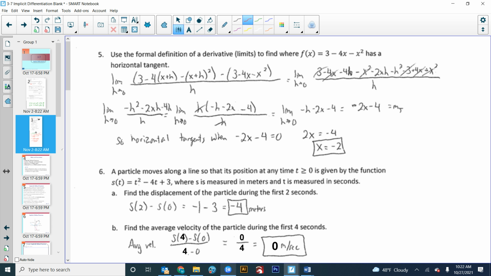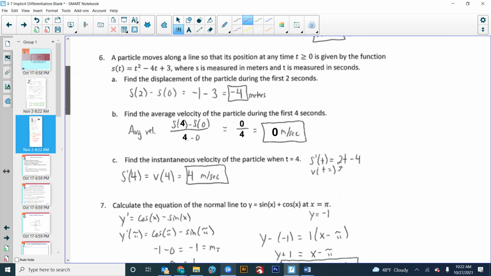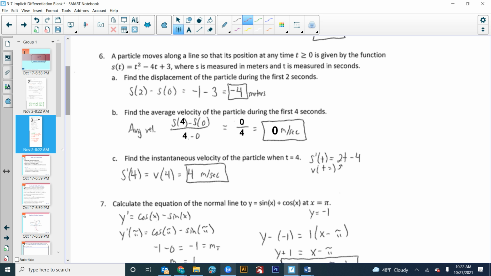Number 6, displacement was negative 4 meters. I wasn't really picky on the quiz about whether you included units or not, but I'm going to start being picky. You have to understand units in this class moving forward, because as we apply these things, you need to understand what it represents. So make sure you have units on these. A was negative 4 meters. B was 0 meters per second.